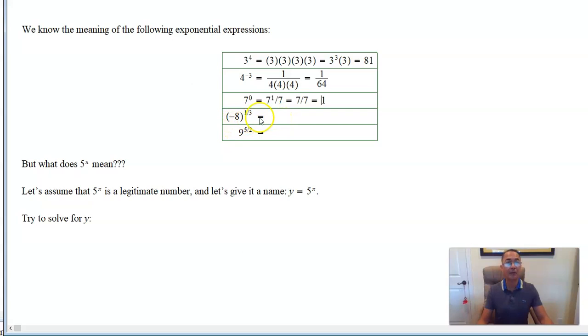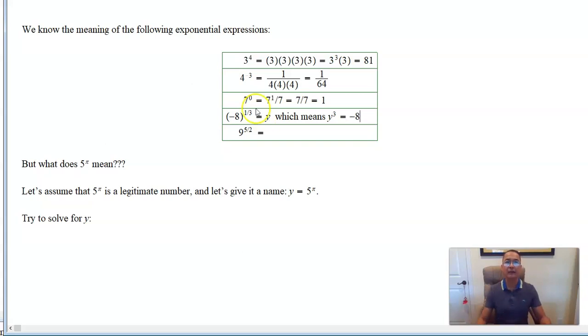Negative 8 to the power 1/3. So what is that? You probably know that the answer is negative 2. But why is it negative 2? So let's call it a number y, which means that y to the power 3 is negative 8.